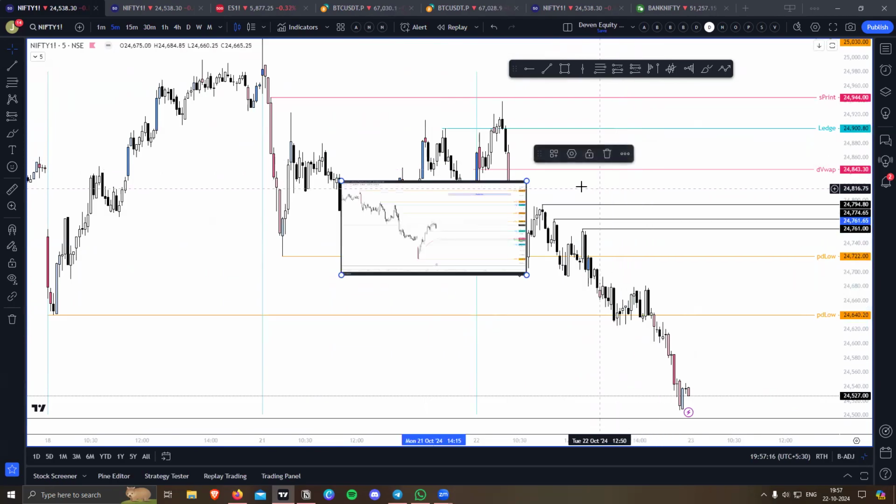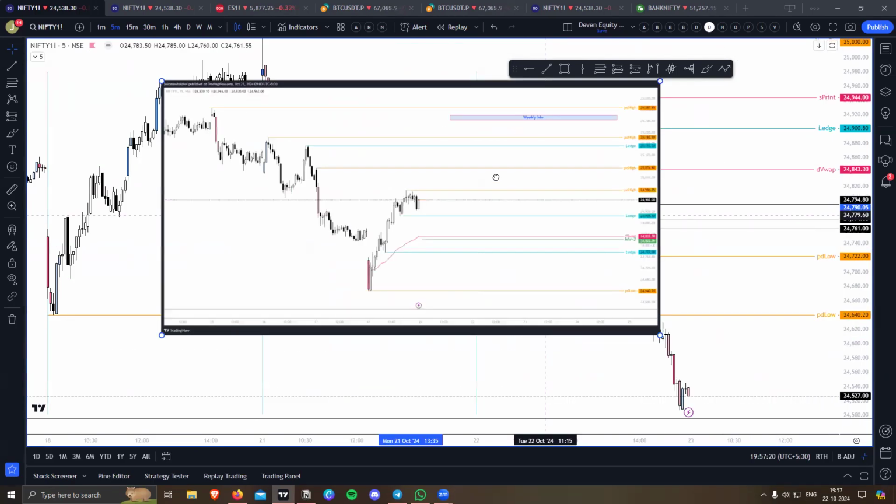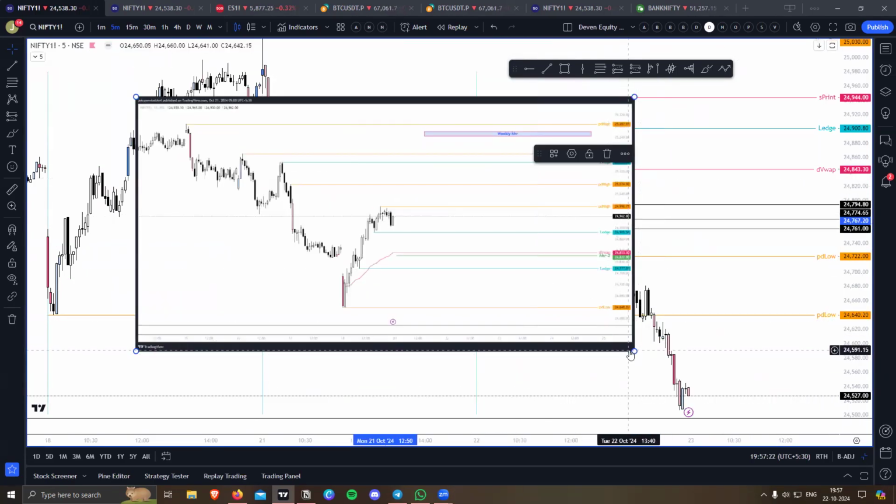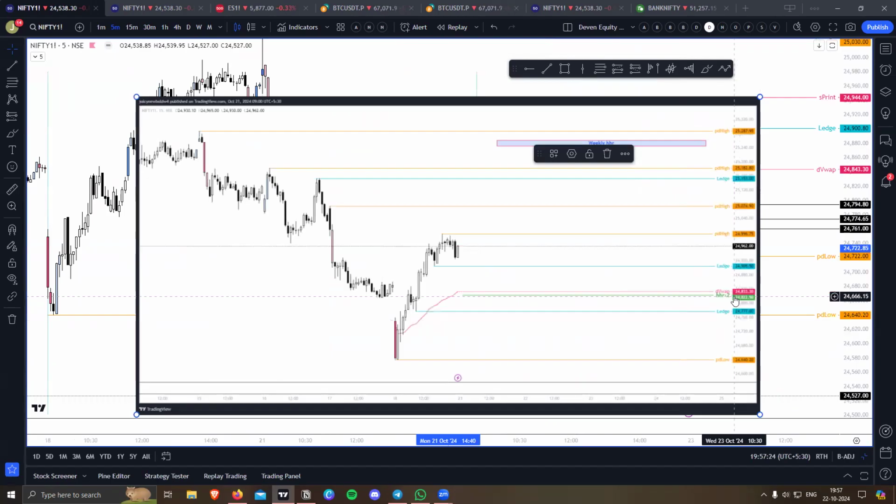So let me show you something. This was the chart I shared in the Telegram before Monday's open. We had a high trade level around 24,822, which gave me a bias to short.